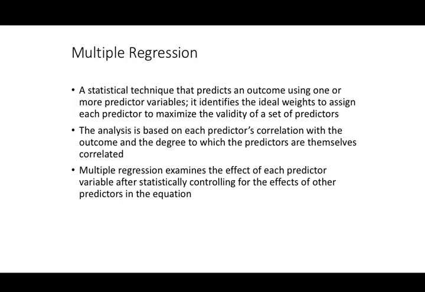So it looks at how each predictor is correlated with the outcome and how the predictors themselves are correlated with each other. Ideally, you want them to be minimally correlated with each other and maximally correlated with the outcome to have the maximum impact. And so we have to control for the impact of other variables. So with other things being equal, what impact does each individual variable have on the outcome?